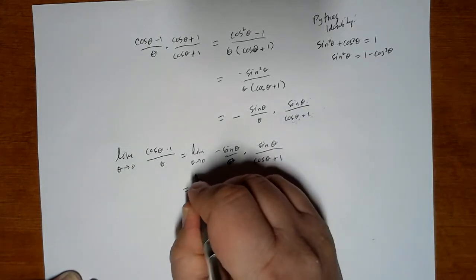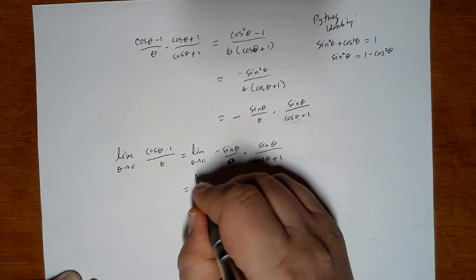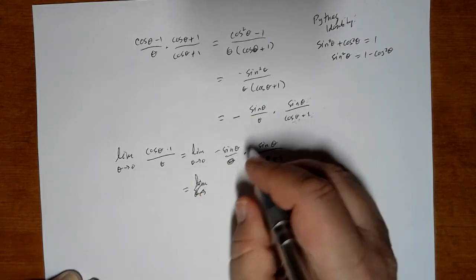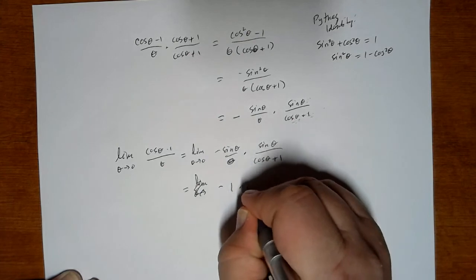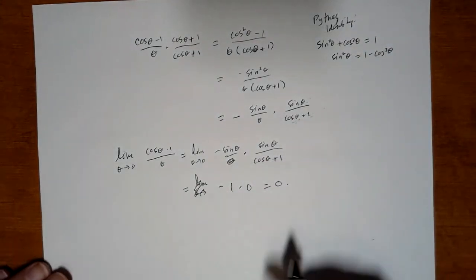And now we know the limit of the product is the product of the limits. Times 0 equals 0. There it goes. Done. All right. So now our conclusion.